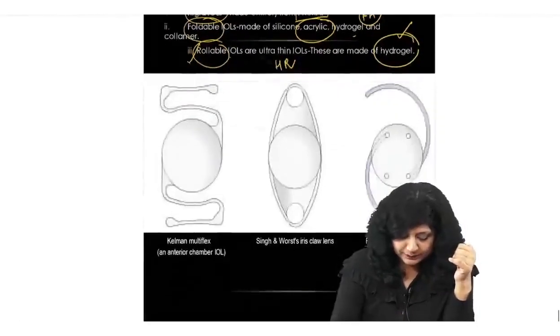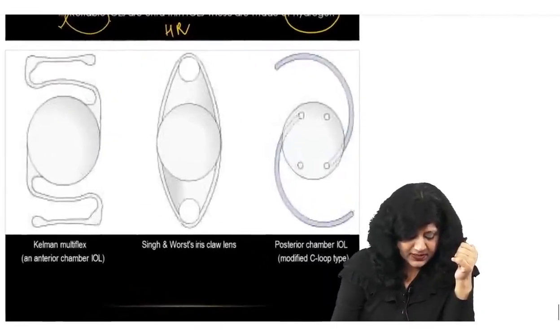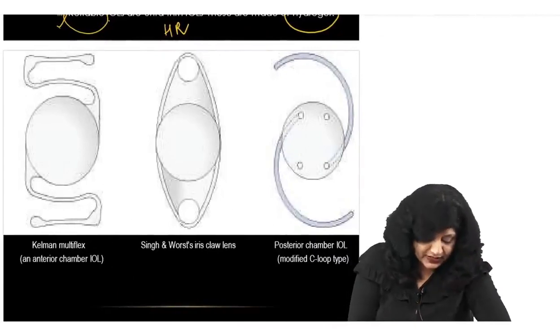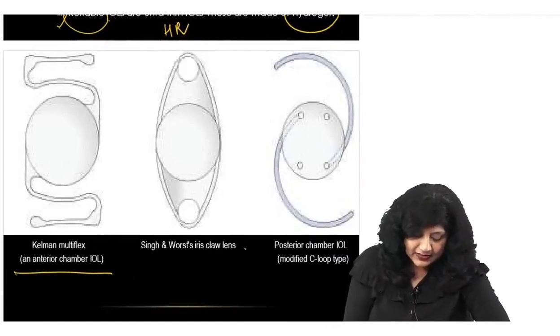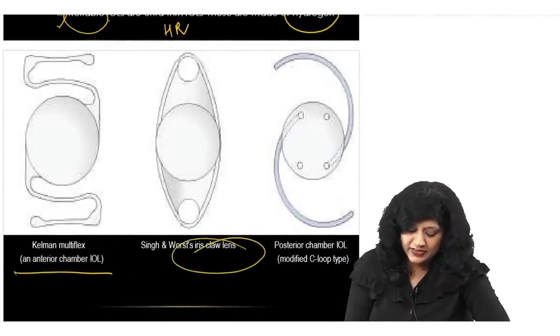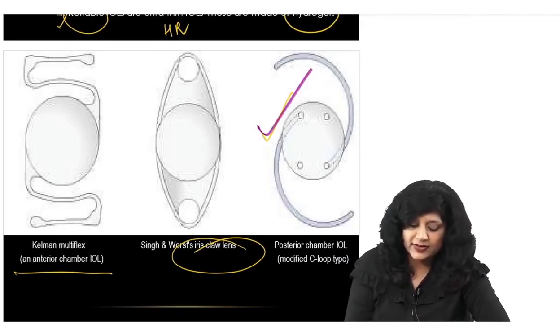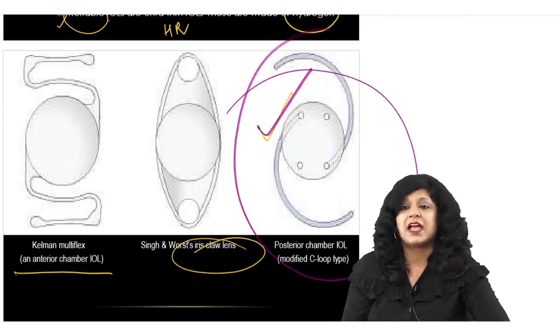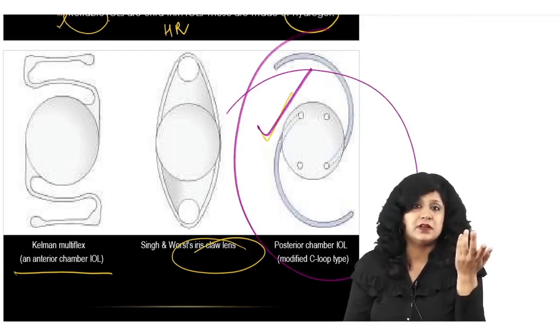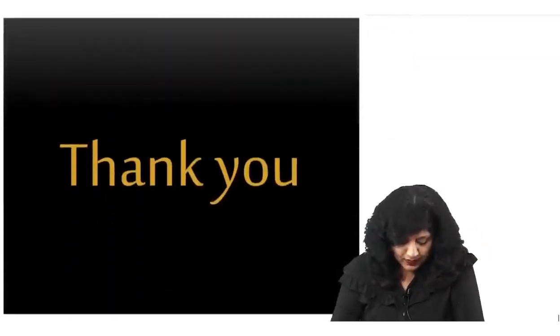So we have different designs of the IOL. Can you see here? This is your Kelman AC IOL, this is your iris claw lens, and this is a typical one that we are using nowadays, the C-shaped IOL. This is the most popular one that we are using.